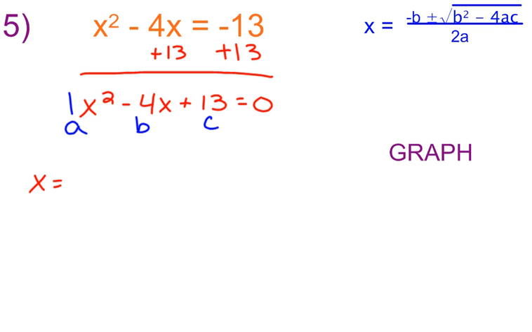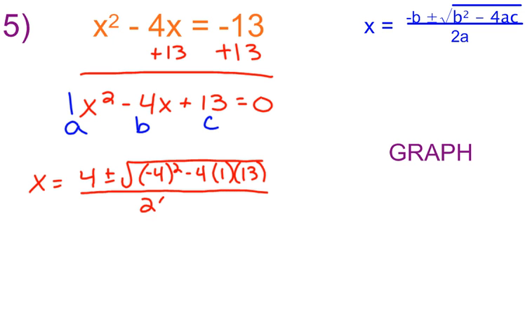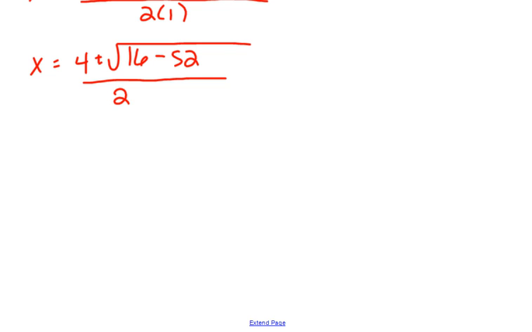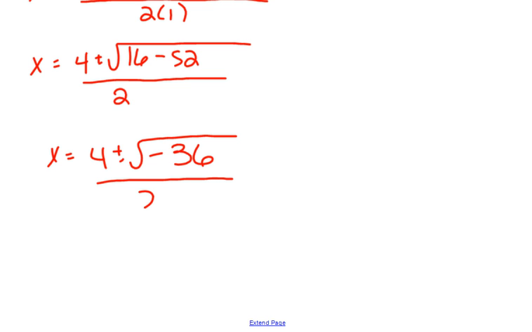X equals opposite of B, so 4 plus or minus the square root of B squared, negative 4 squared, minus 4 times 1 times 13, all over 2 times 1. As I continue to reduce this, negative 4 squared is 16. Negative 4 times 1 would be negative 4. Negative 4 times 13 would be a negative 52, all over 2. Now, I'm going to go ahead and keep reducing, so I'd have x equals 4 plus or minus 16 minus 52 would be a negative 36, all over 2.